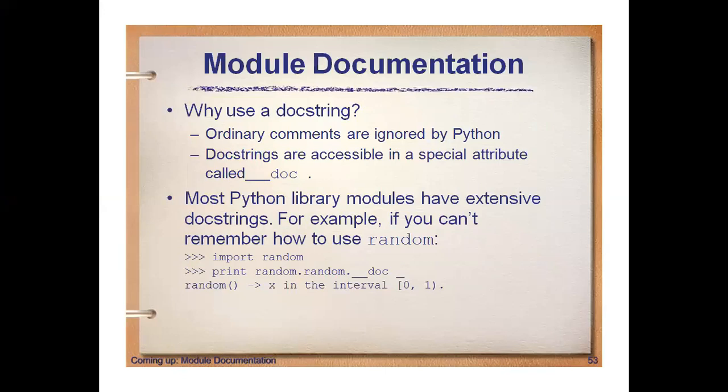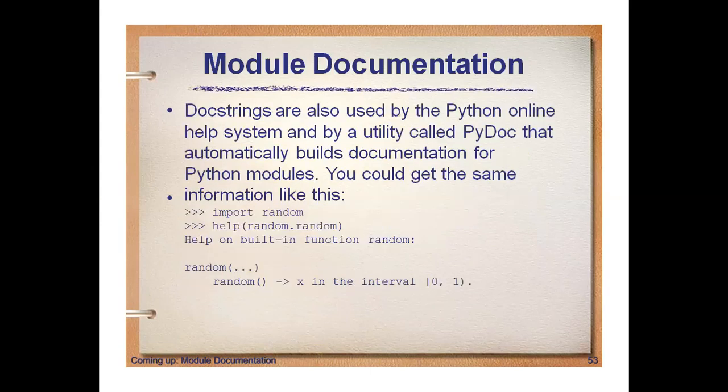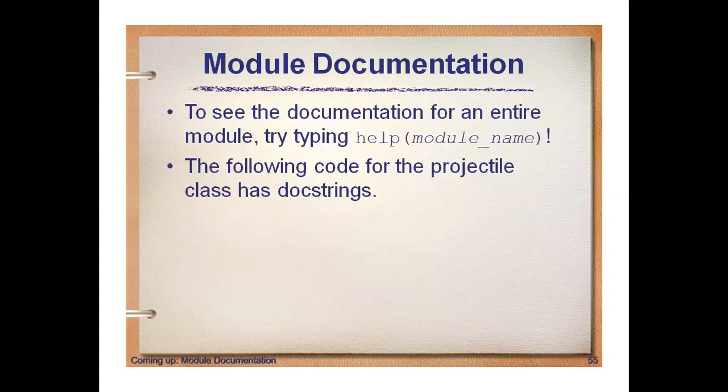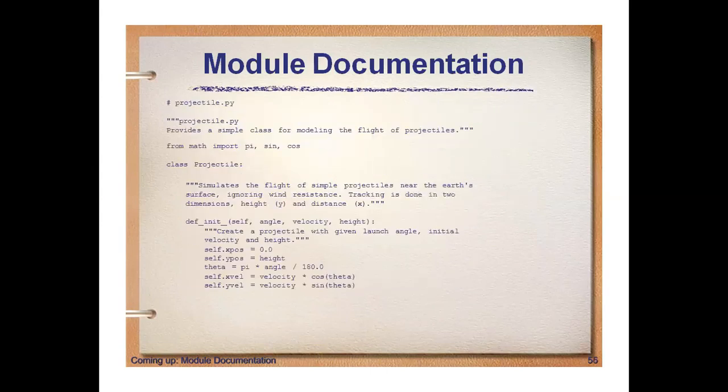Why use docstrings? Sometimes this question may arise. Ordinary comments are ignored by Python. Docstrings are accessible in a special attribute called __doc__. Most Python libraries have extensive docstrings. For example, if you can't remember how to use random, you simply print its docstring, and it will let you know how random works, right? So this is what the documentation of Python programming is.